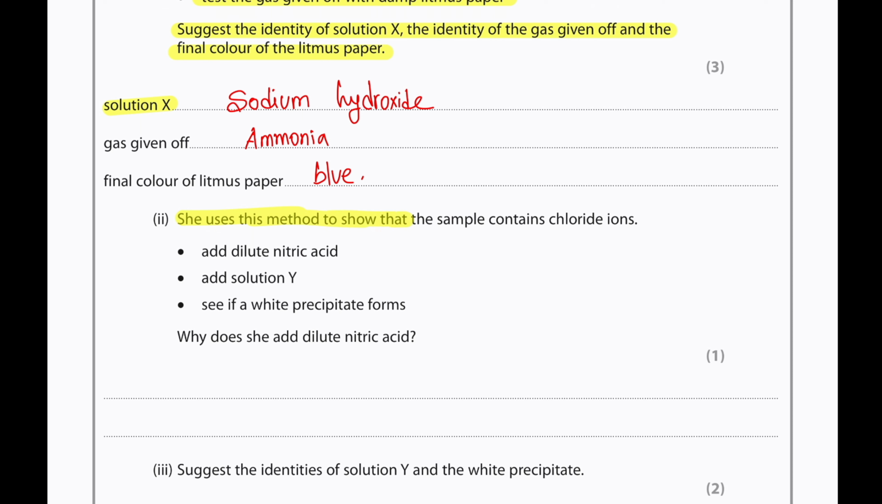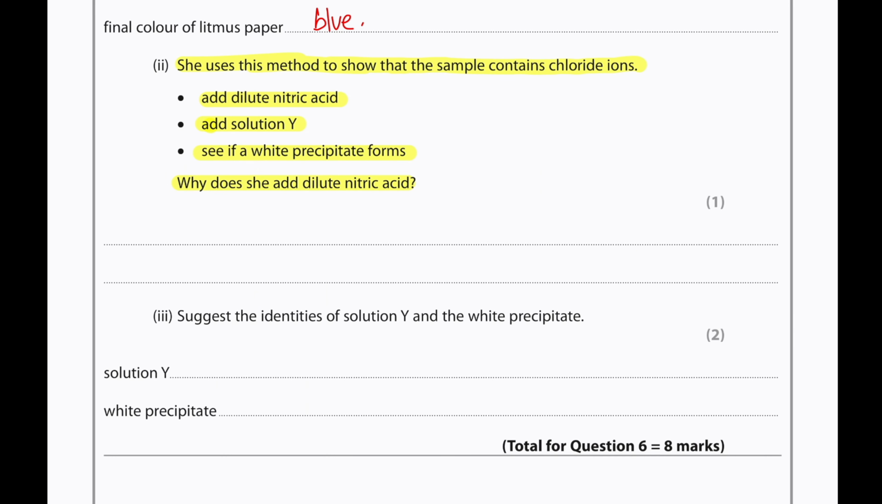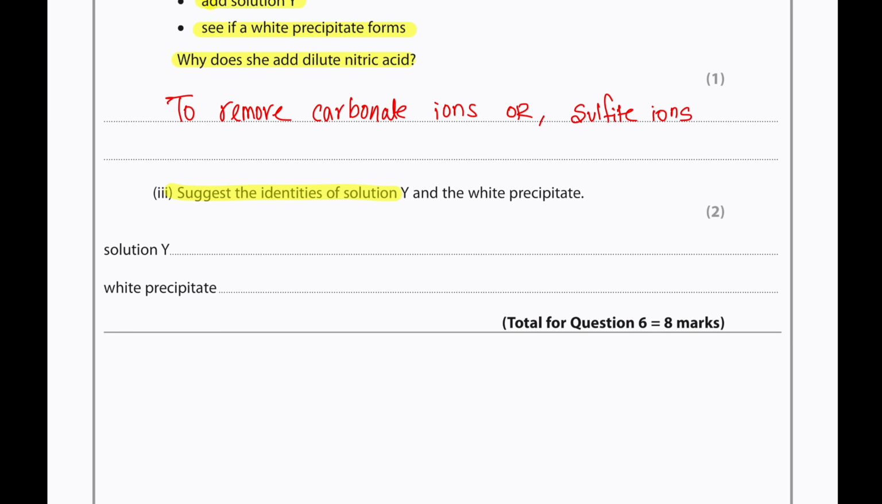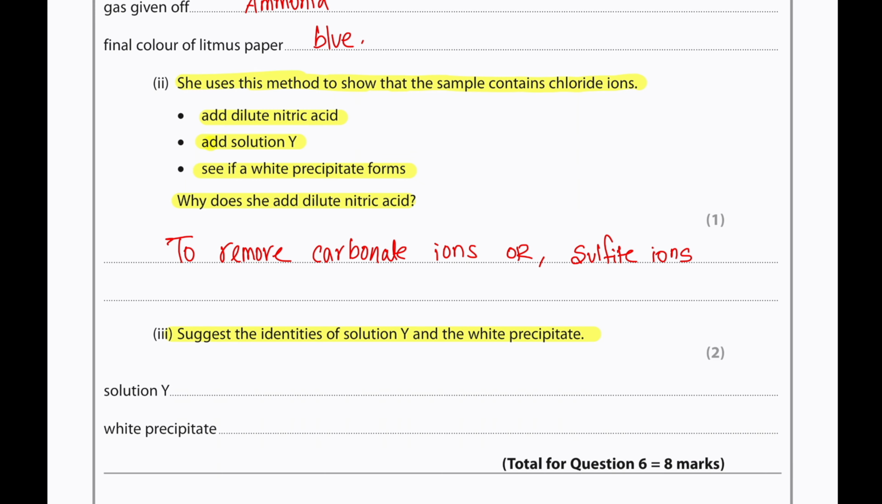She uses this method to show that the sample contains chloride ions: add dilute nitric acid, add a solution Y, see if a white precipitate forms. Why does she add dilute nitric acid? She adds dilute nitric acid to remove any carbonate ions or sulfite ions because they will interfere with the precipitate that is formed. Suggest the identities of solution Y and the white precipitate. To test for chloride ion, solution Y should be silver nitrate and the white precipitate will be silver chloride.